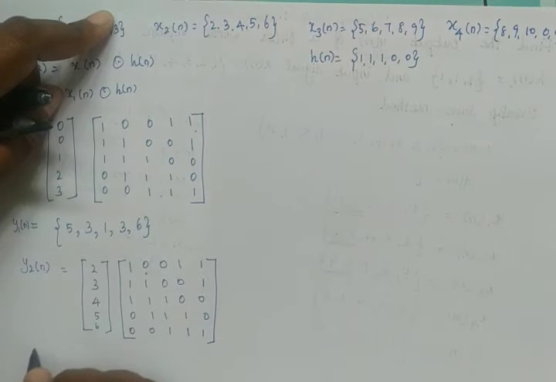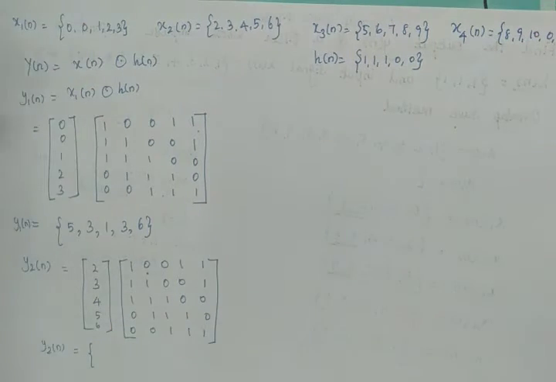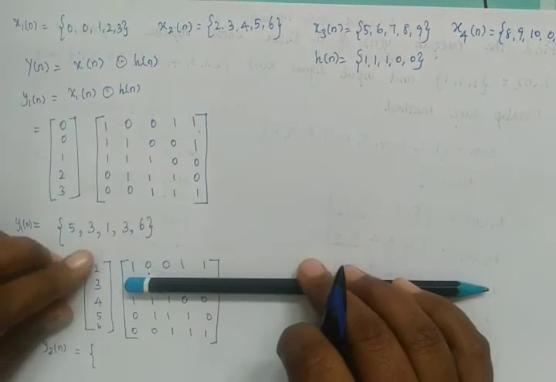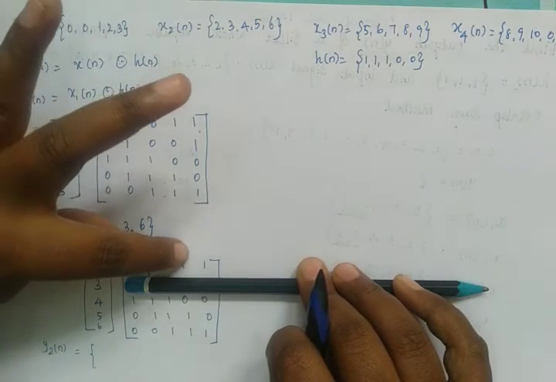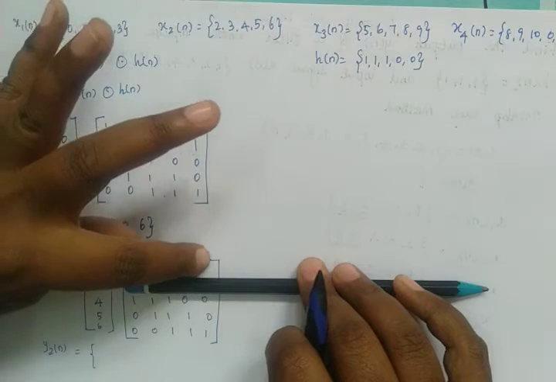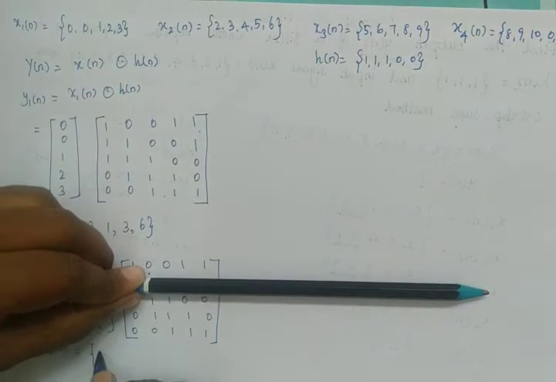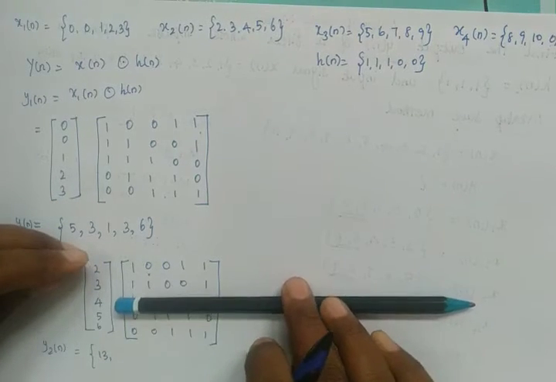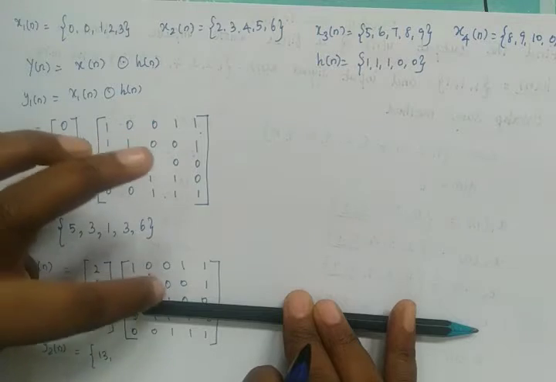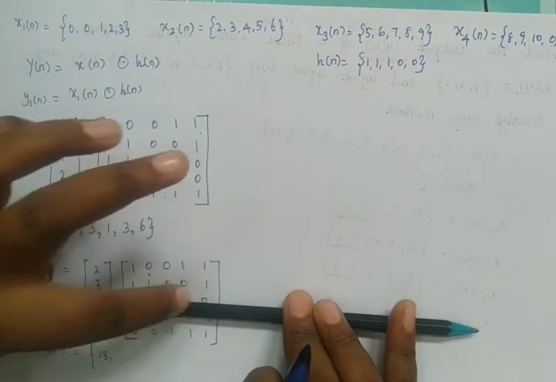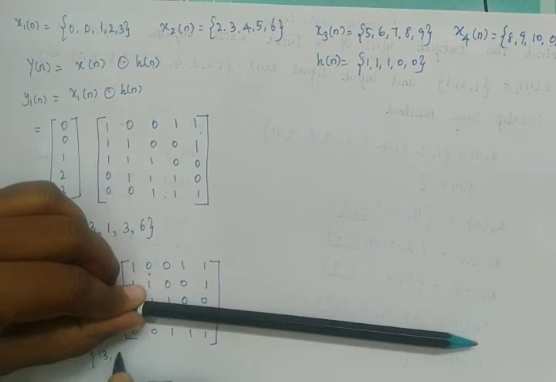Now what is this y2 of n? y2 of n will be equal to, now check here, just cross multiply with this, 2 into 1 is 2, plus this will be 0, 0. Then here 5, 1 into 5 is 5, plus 1 into 6, 6. So 6 plus 5 plus 2, that is 13. Then the next one, here 2 plus 3, 2 into 1 is 2, 3 into 1 is 3. Here it is 0, 0, plus here we have 6 into 1, 6. So 2 plus 3 plus 6, that is 11.